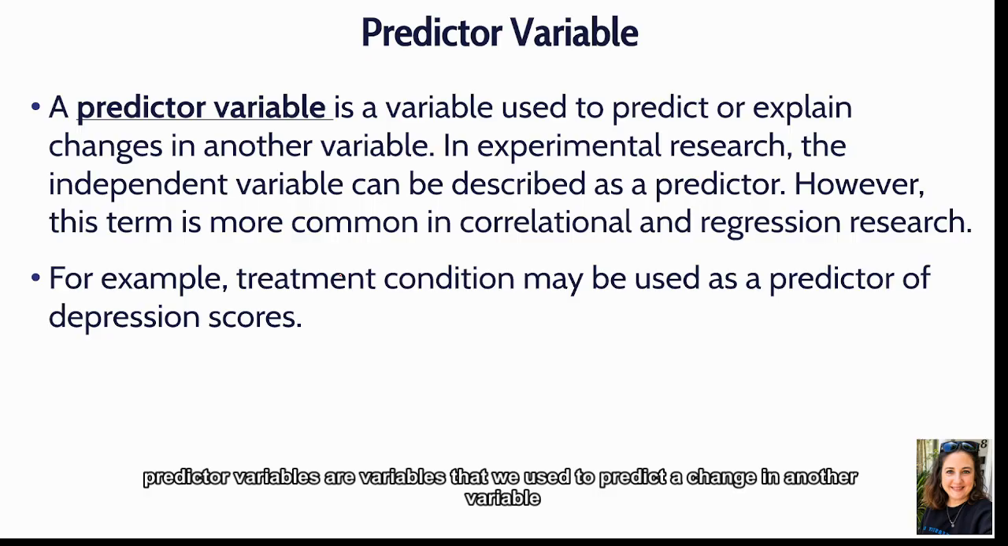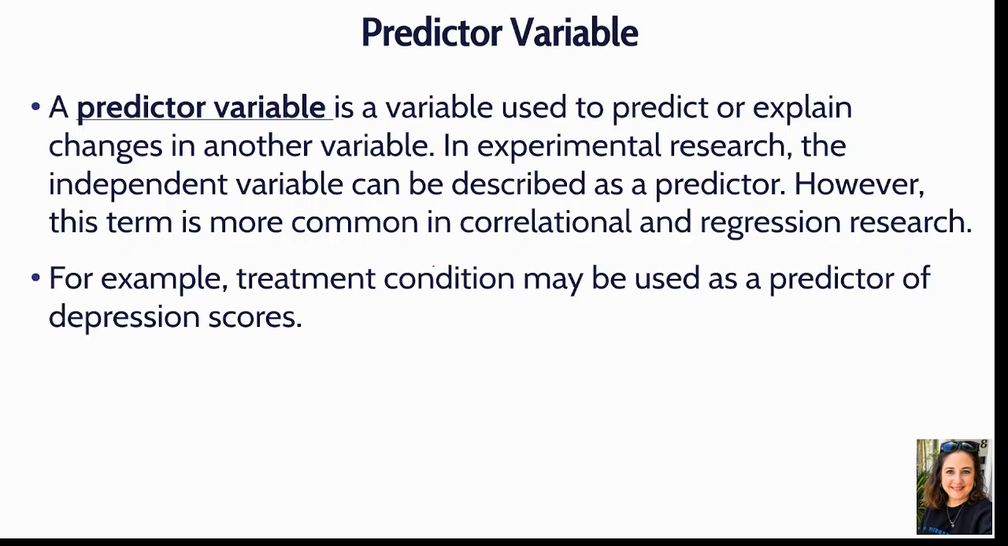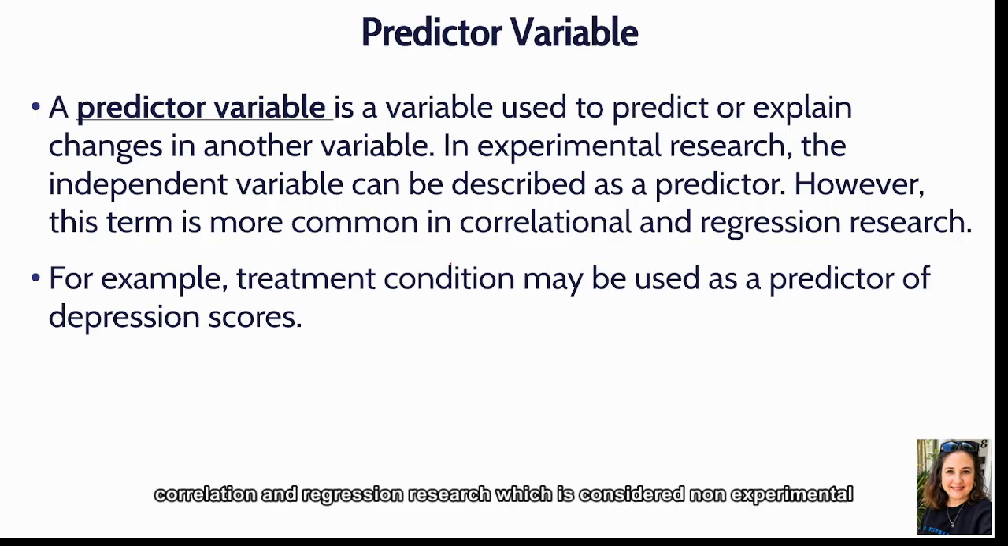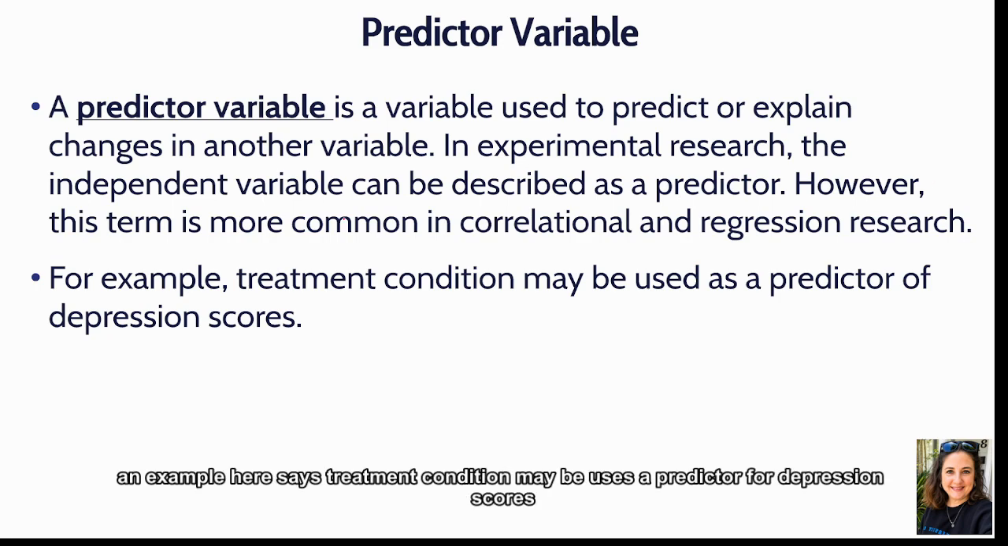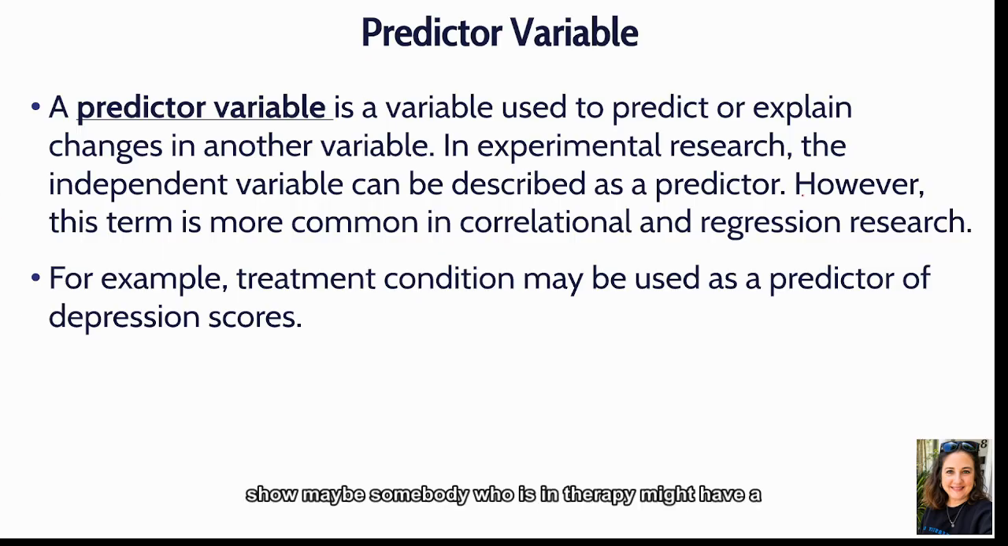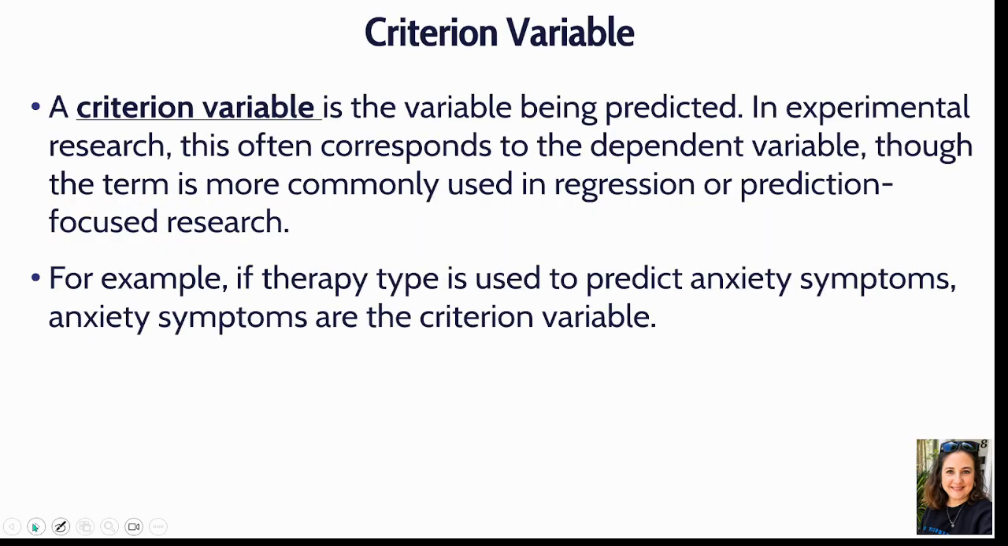Predictor variables are variables that we use to predict a change in another variable. In experiments, we can consider the independent variable to be our predictor. But you're going to hear predictor more often in correlation and regression research, which is considered non-experimental. So an example here says treatment condition may be used as a predictor for depression scores. So maybe somebody who is in therapy might have a higher depression score than someone who is not if they've been exposed to an event that would be associated with depression.